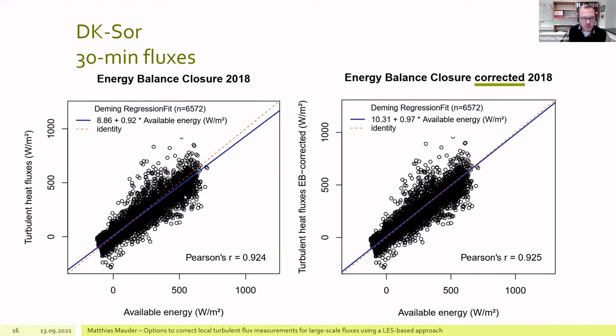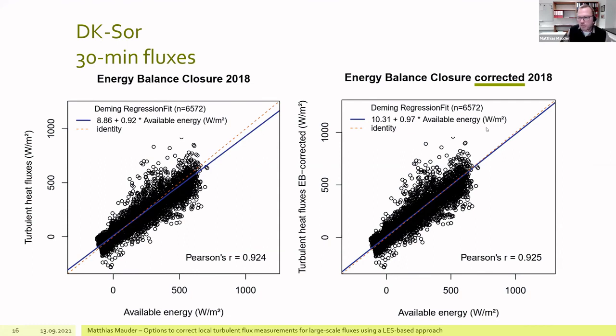There is a little bit of spread, that's also normal. That would probably be mostly due to some random error. But what we are interested in here is mostly the systematic error, the systematic bias of turbulent flux measurements. So this is the purely measured energy balance closure.